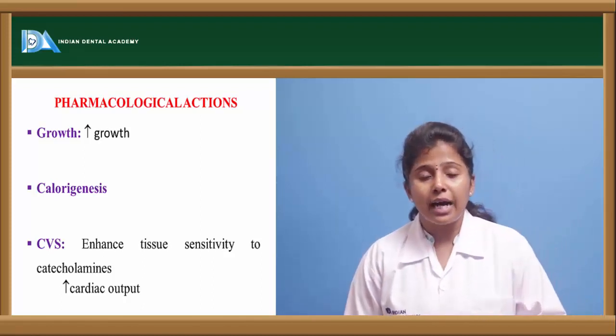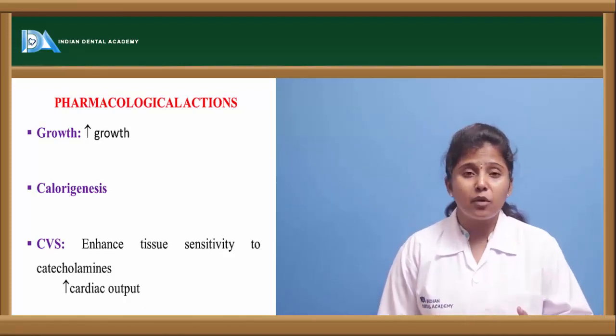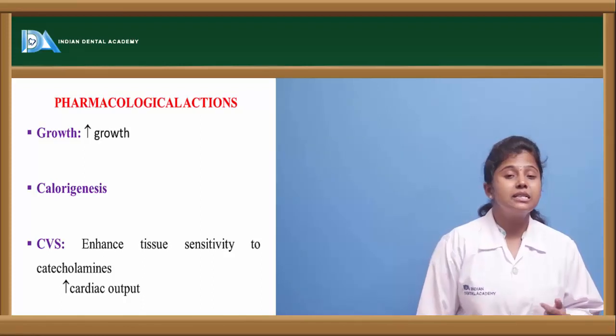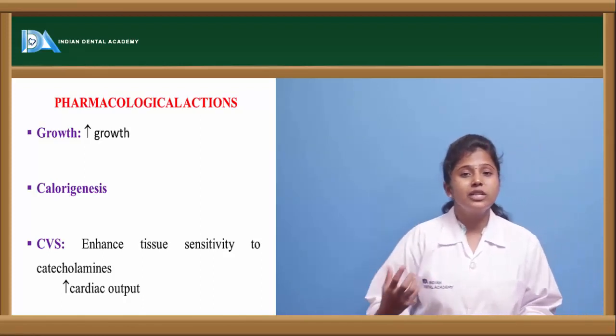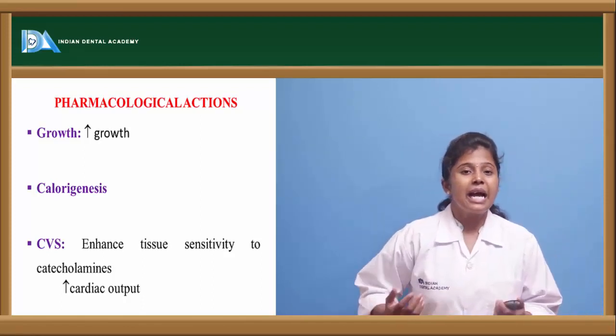And there occurs calorigenesis. This thyroid hormone aids in the metabolism of carbohydrates, proteins and fats, thereby the calories are generated in the body, giving energy.